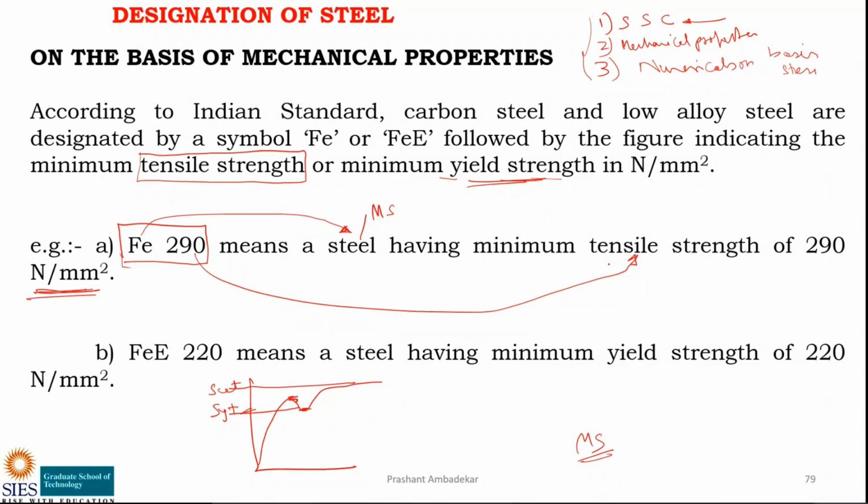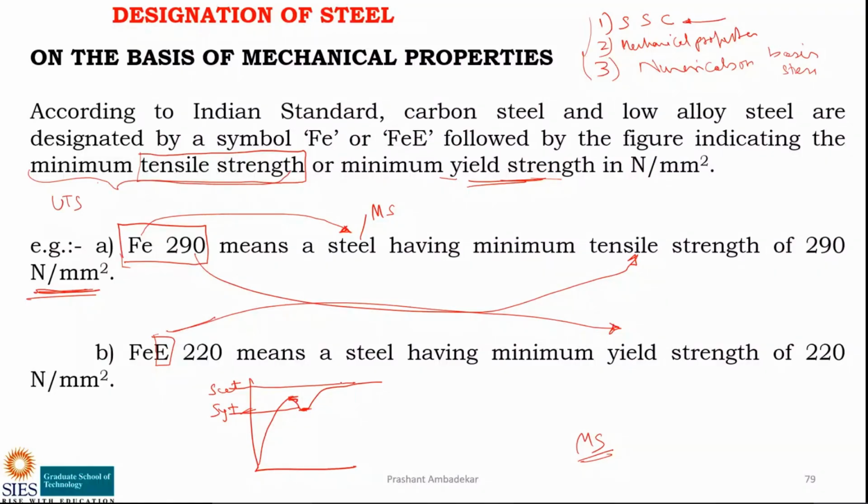Okay, Newton per mm square. It is tensile strength. Or if the letter E is here, then E is Young's modulus. So it is what? Yield strength. It is yield strength. Okay, so it can be minimum tensile strength or ultimate tensile strength. This minimum tensile strength can be this ultimate tensile strength.